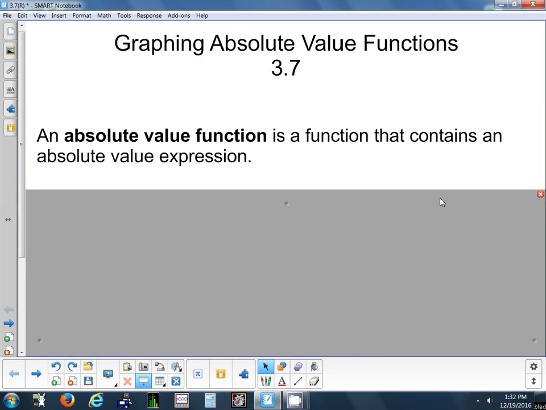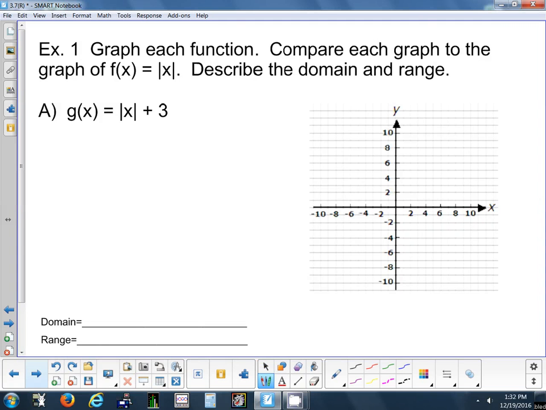So first of all, on your notes, you probably have a spot to fill that in. It says an absolute value function is a function that contains an absolute value expression. And Mr. Roy just asked you, how do you know something is an absolute value? Yeah, you're going to have the bars. If I go to an example, and you've got something like that, you see those bars? That tells you this is an absolute value problem.